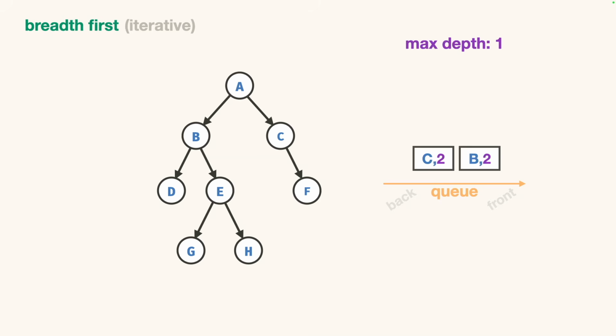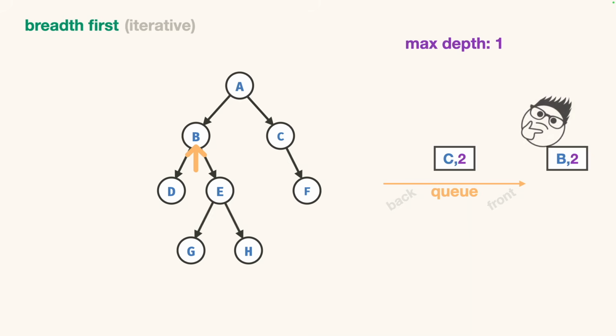At this point, I run another iteration of my algorithm. So I remove the front of my queue. We call that dequeuing. And if I look at the item that I just dequeued, you'll see that it has a depth of 2, which is actually bigger than the max depth I've seen thus far. So at this point, I think I should update my max depth. Now the max I've seen is actually 2.